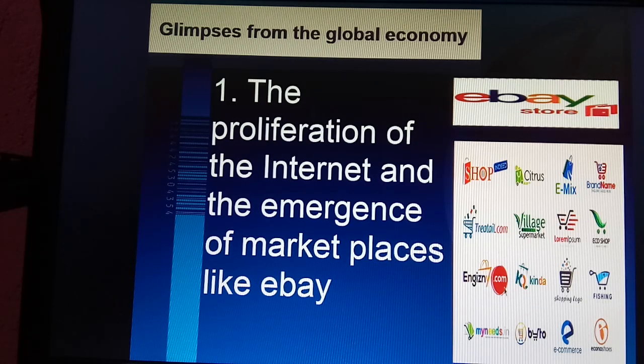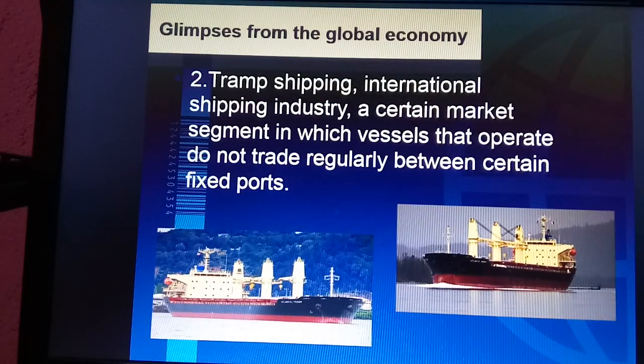Although here in our country, people still go to the malls and the markets, it's becoming more popular that we just shop online, especially at this time when people are prohibited from going out of their homes. We order online, then it is delivered to you, and you pay cash on delivery. So, glimpses from the global economy.